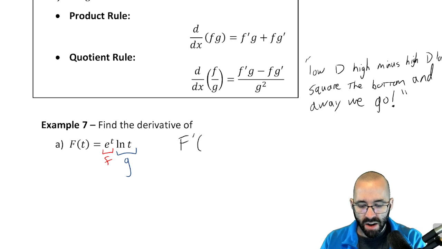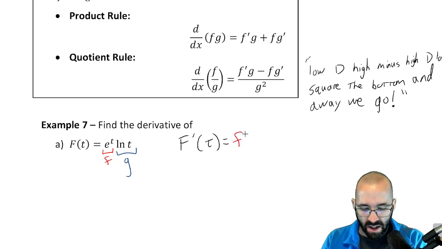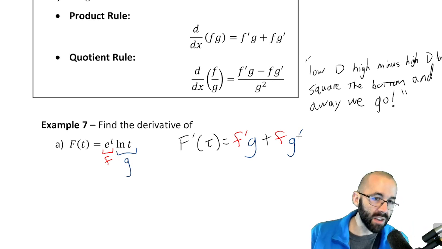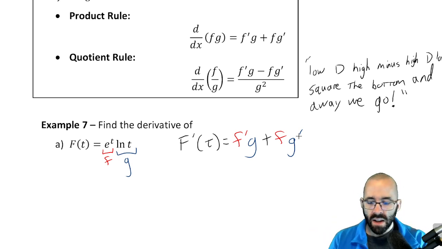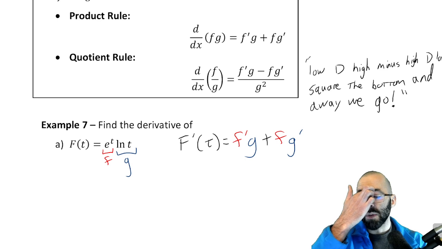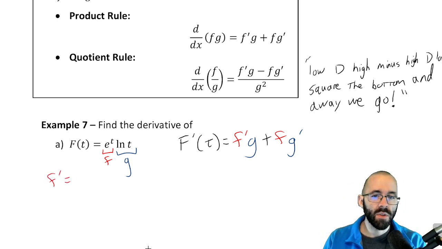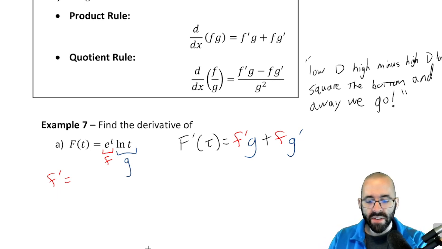So we know by the product rule that this derivative, which is a t, is going to be f prime times g plus f times g prime. That's what the product rule tells us. And a lot of times, especially for more complicated functions, it can be helpful to write these off on the side. What is f prime? What's the derivative of an exponential function?